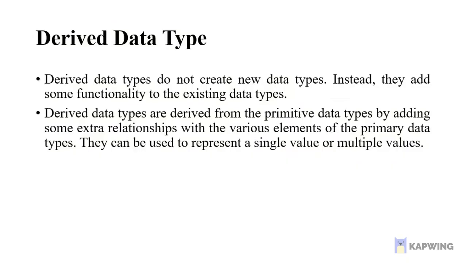Next comes the derived data type. Derived data types do not create a new data type. Instead, they add some functionalities to the existing data type. Derived data types are derived from the primitive data types by adding some extra relationship with the various elements of the primary data type. They can be used to represent a single value or multiple values.